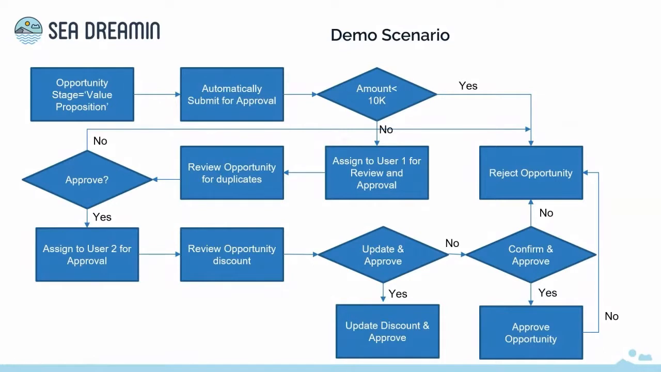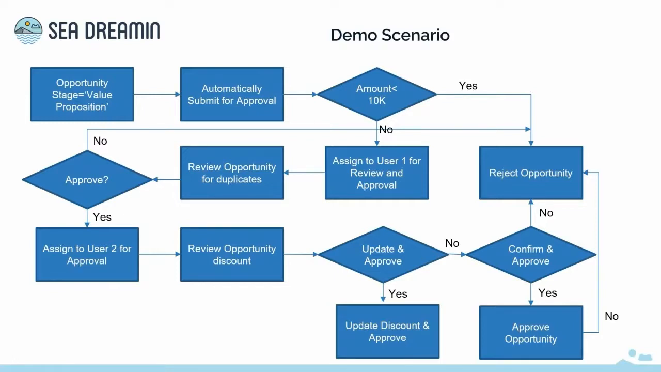Once it is submitted for approval within the Flow Orchestrator, I want to check the amount associated with this opportunity. If it is less than 10,000, then I would like to reject this opportunity. If it is greater than 10,000, then this opportunity will be assigned to a user for review and approval. As part of this review approval, he will get a screen displaying duplicate opportunities of that opportunity based on a set of criteria.